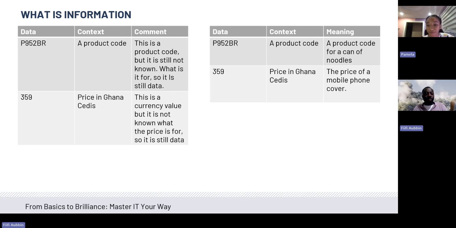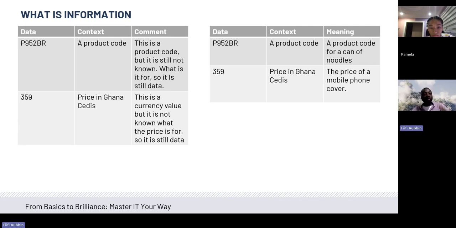Okay. So we have this data, P95, which is a product code. So this is a product code, but it is still not known what it is for. So it is still data. I know that there's a product code, but what is it for? 359 can be priced in Ghana cedis. So there's a currency value, but it is not known what the price is for. So it is still what? Data.